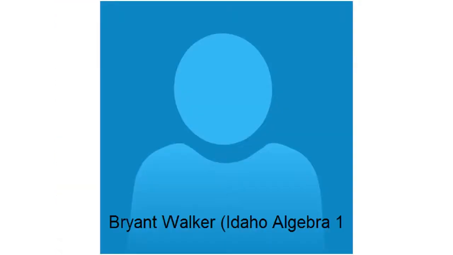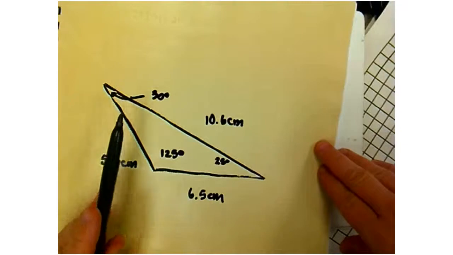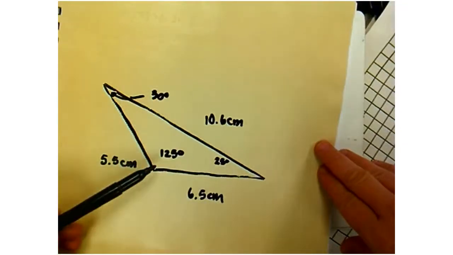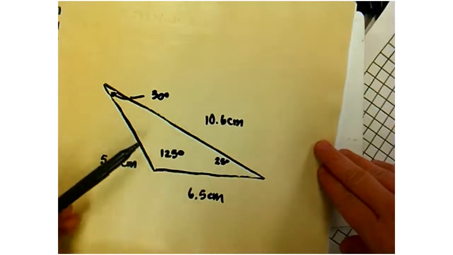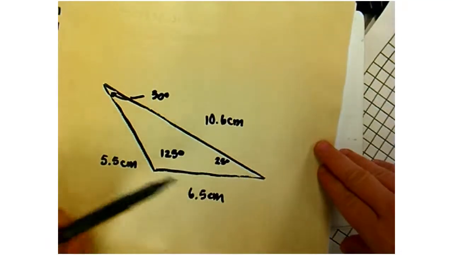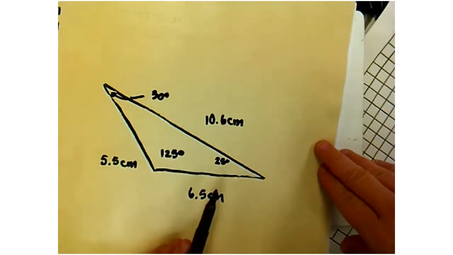Obtuse, yes, obtuse. What is it classified by its sides? Scalene. Yeah. Notice again, put that geometry brain on. We have a 30, a 25, and a 125. They add up to 180. They're all different, right? So scalene triangles have all different angles and all different sides, right?